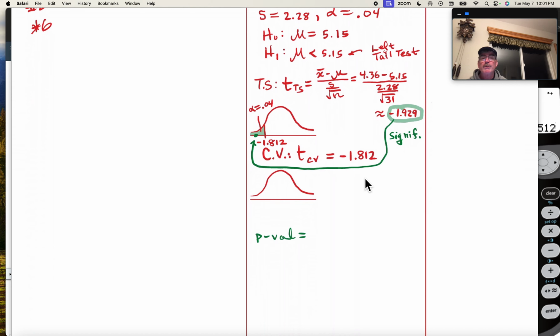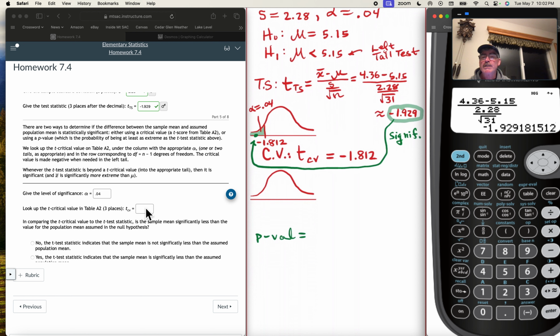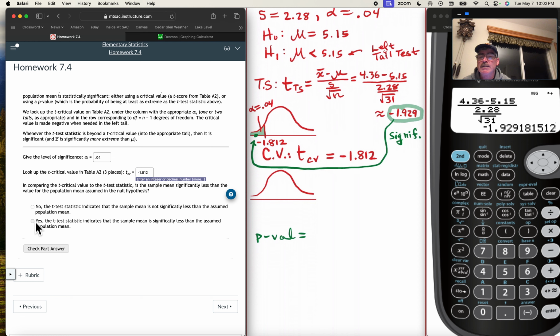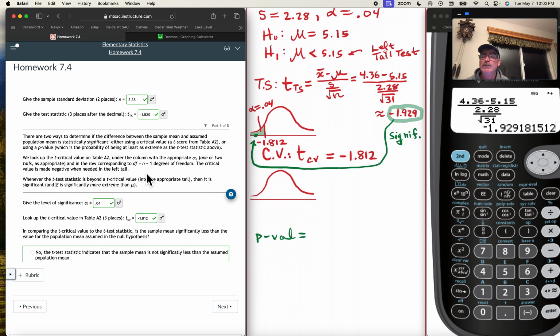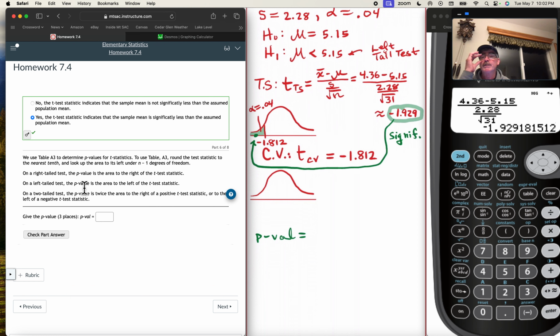Okay, so let's see if we can answer some of this. Okay, so the t critical value, negative 1.812, like that. And yes, it's significant right here. Okay, check the answer, should be all good to go. Everything's correct here. All right, so then this is telling us how to do our p-value. The uncomfortable part is we have to use table A3 for the p-values now. Same thing with n-1 degrees of freedom.